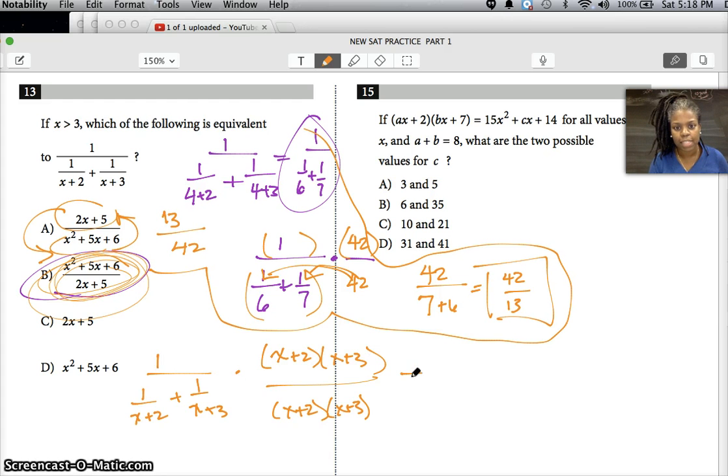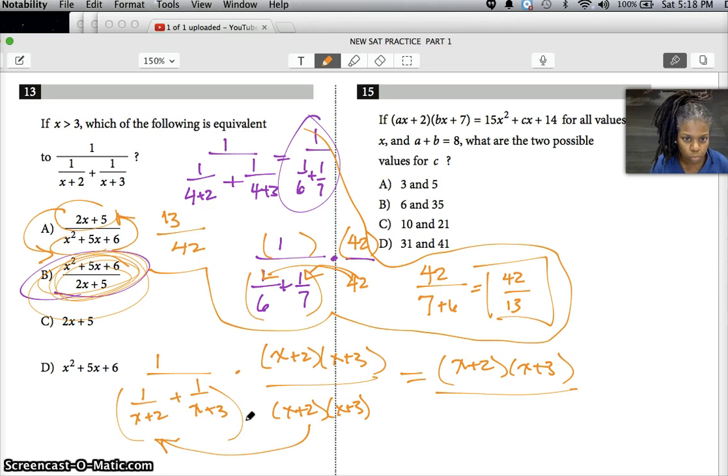So 1 times this is going to give me what you see, x plus 2 times x plus 3. And then 1 times the denominator, I'm going to have to rock distributive property. Boom. Boom, right? Multiply this times that, I'm going to get x plus 3 because the x plus 2 is going to cancel out up at the top, right? And then I'm going to multiply this times 1 over x plus 3, and I'm going to get x plus 2. And you see how nicely this happens in the denominator.